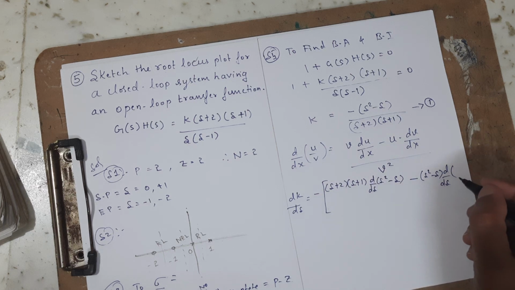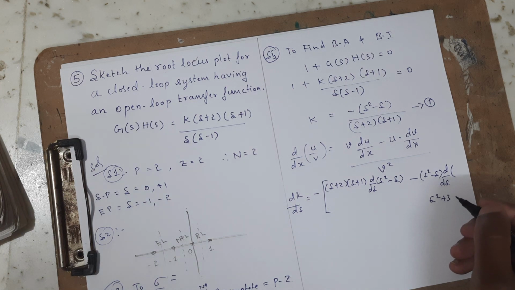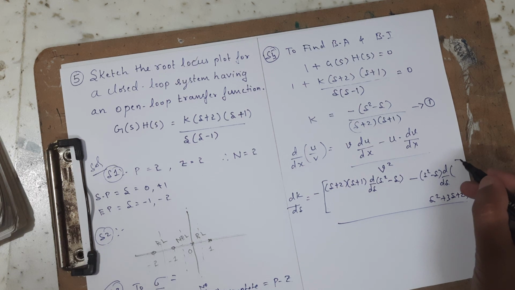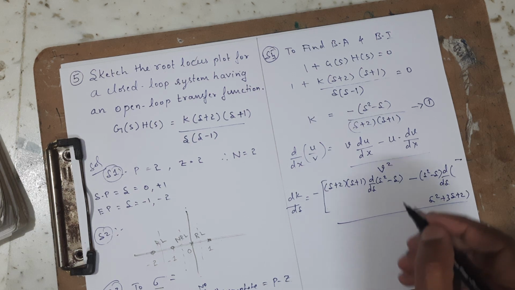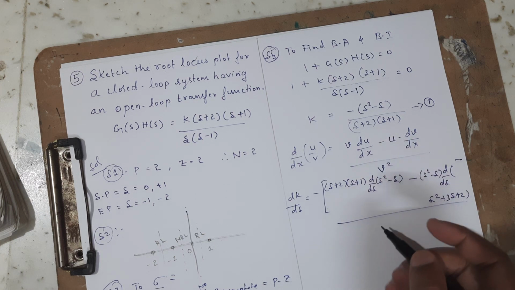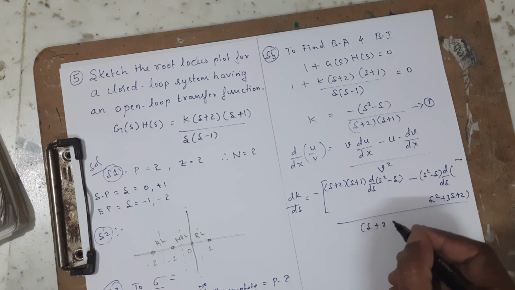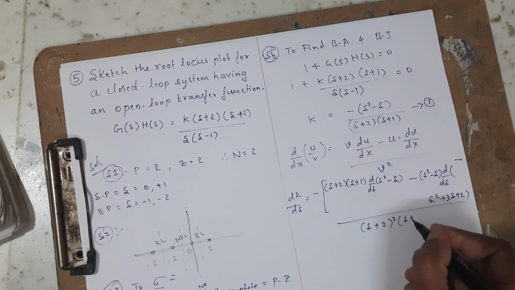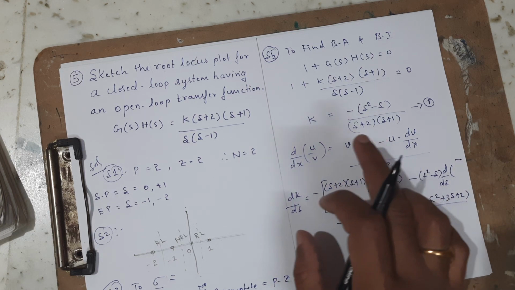So if I simplify it, it can be written as s square plus 3s plus 2 divided by whole bracket. So this will be what? What is v square? What is v? This is v square. So therefore this can be written as (s plus 2) whole square (s plus 1) square. That means the whole square, right? So this is how we are going to apply the quotient rule.